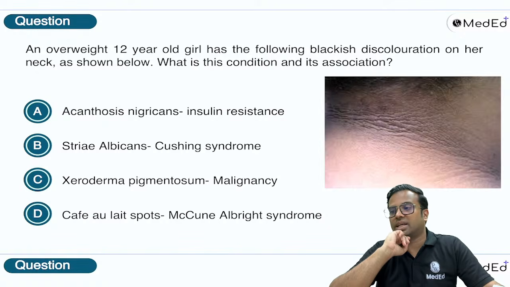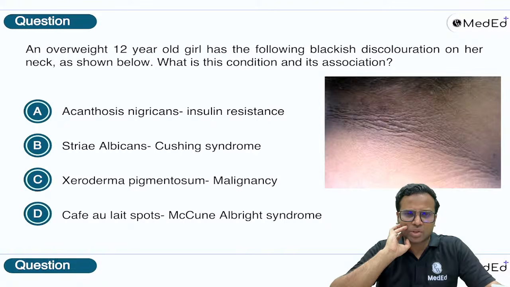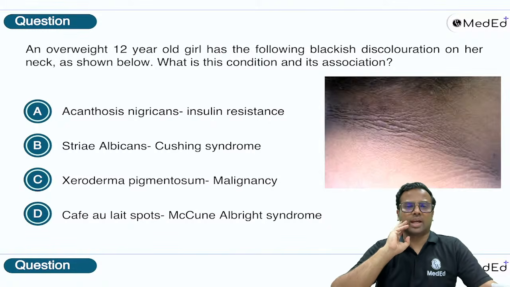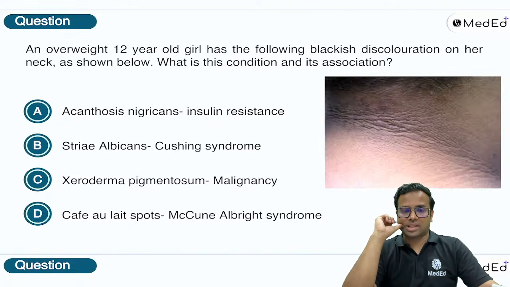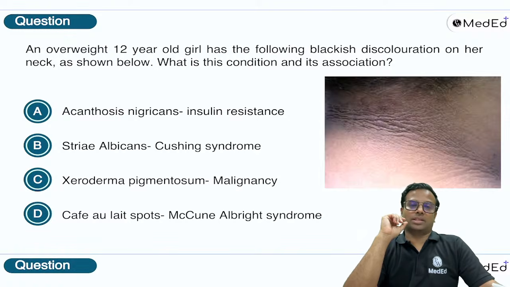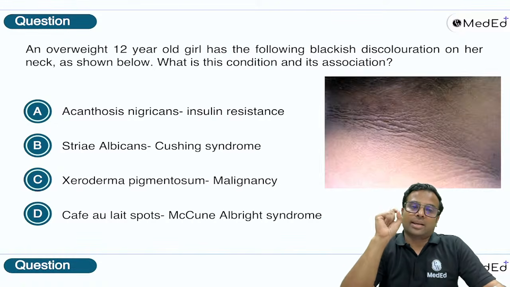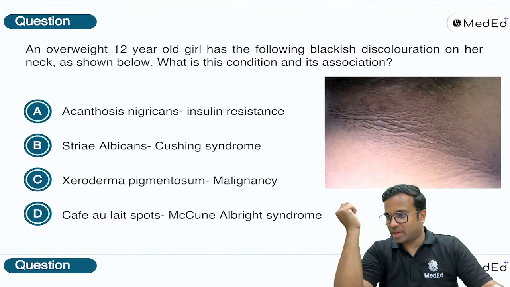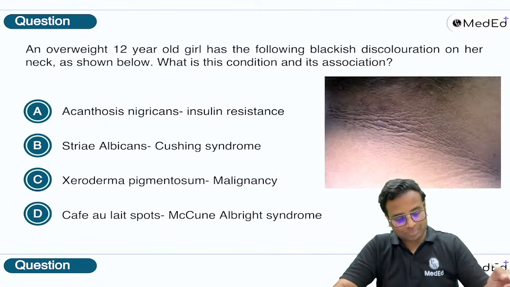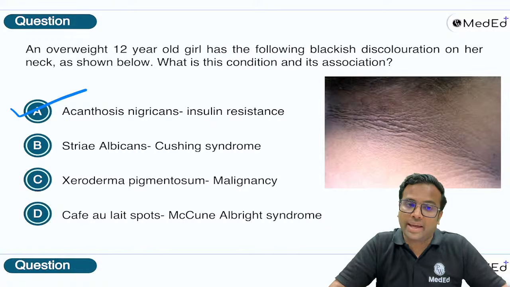Maha is answering, it is option A. Let's go one by one. Acanthosis nigricans, insulin resistance; striae albicans, Cushing syndrome; xeroderma pigmentosum, malignancy; cafe au lait spots, McCune-Albright syndrome. Obvious, right? That is why all of you are answering here. The answer is going to be A.